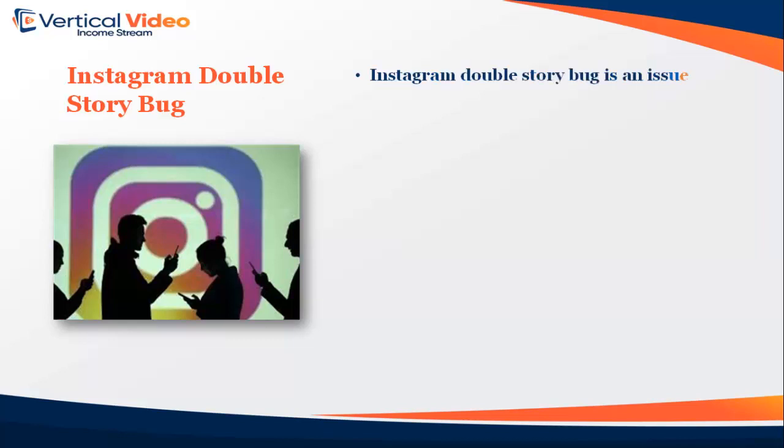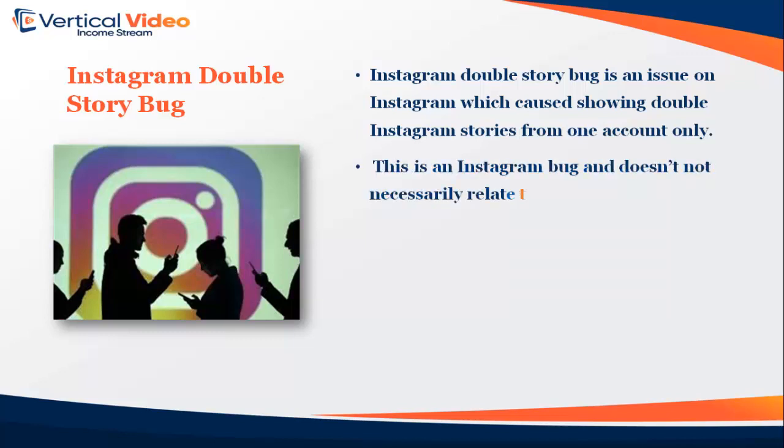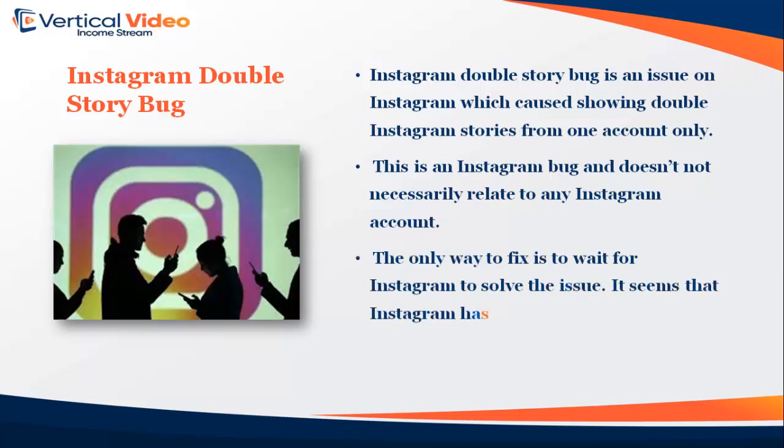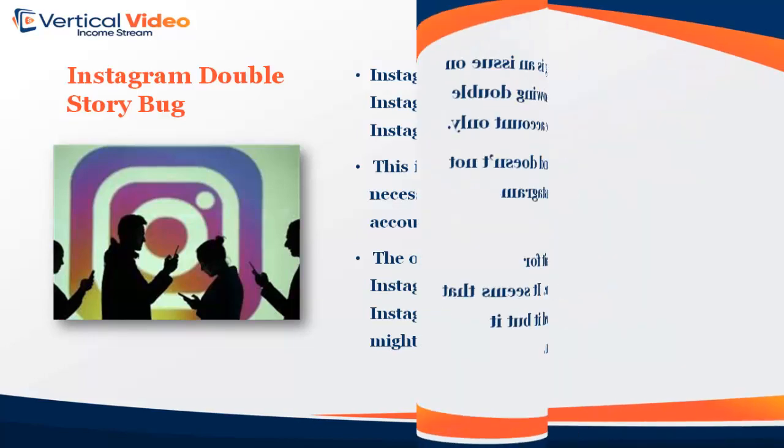Instagram double story bug. The Instagram double story bug is an issue which causes double Instagram stories to show from one account only. This is an Instagram bug and does not necessarily relate to any Instagram account. The only way to fix it is to wait for Instagram to solve the issue. It seems that Instagram has recently fixed it, but it might happen for you again.